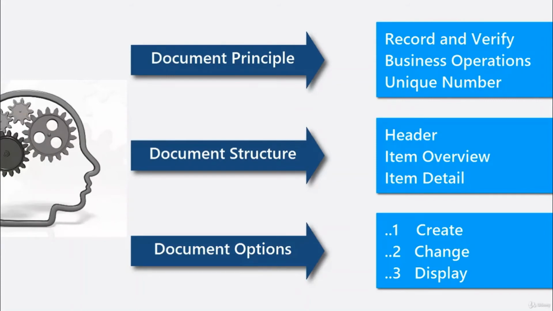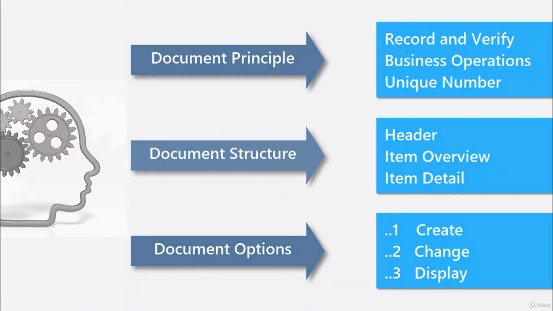3 different options are available to handle documents. The last number in the T code points to the appropriate transaction: 1 to create, 2 to change, or 3 to display a document. That's all for this time. The next video is about the changing screen in SAP.